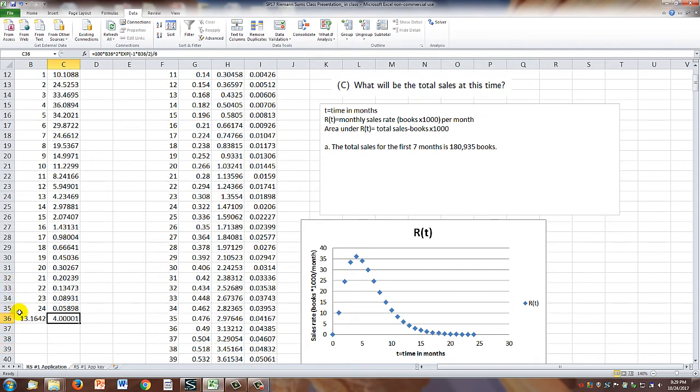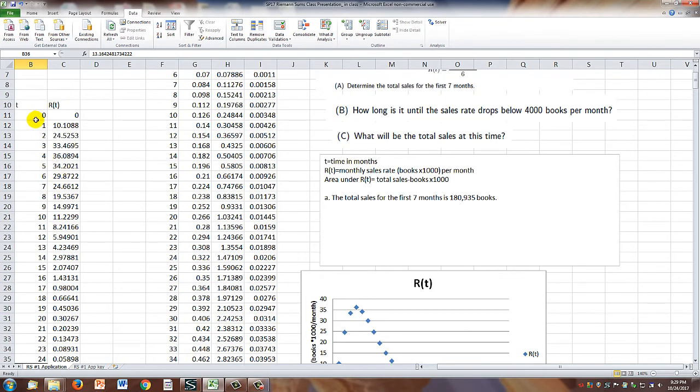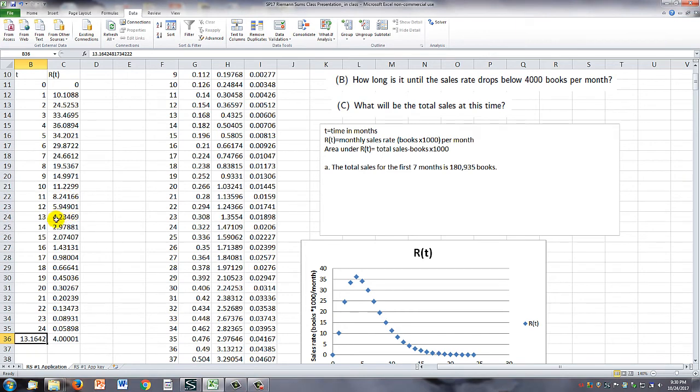And I find out that in the 13th month, sales rate drops below 4,000. You can see it. Its sales rate is increasing, then it starts to decrease, and right here, that's 4,235 books per month here, and it's dropping below that. So this seems accurate to me. So question B, after 13.16 months, as I like when you round to the hundredths place, the sales rate drops below 4,000 books per month.